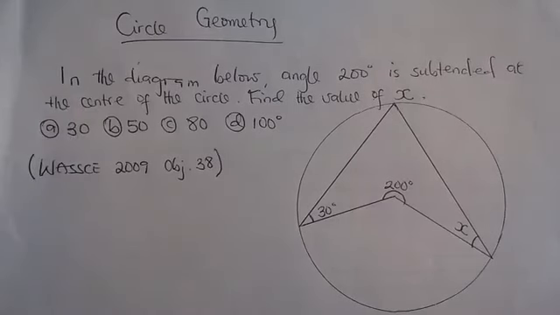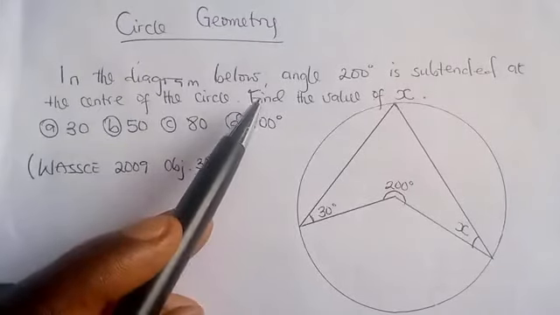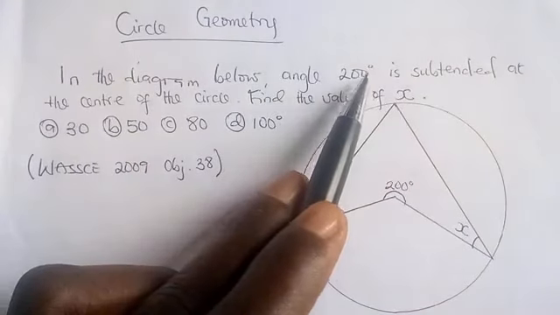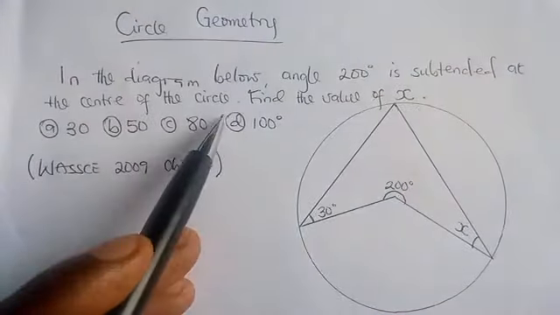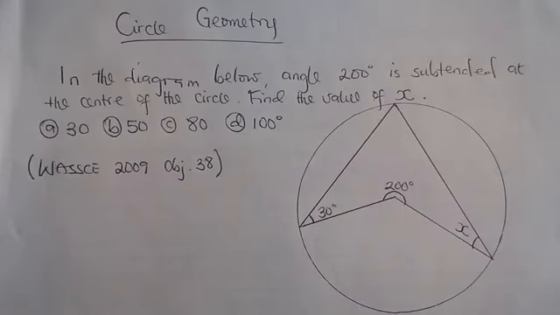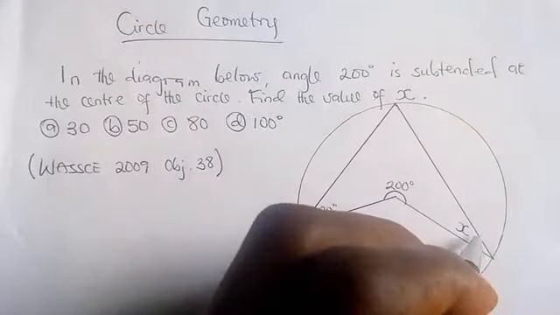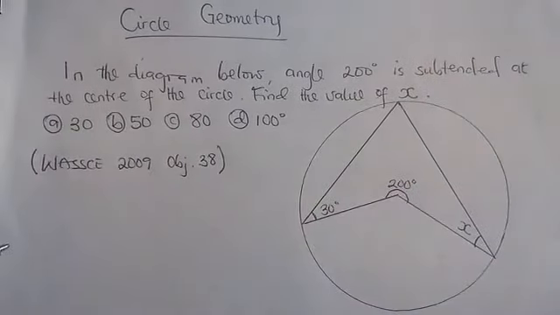Today we are looking at circle geometry. In the diagram below, angle 200 degrees is subtended at the center of the circle. Find the value of x. This is the circle with the inscribed shape here, in this case a triangle. And we are asked to calculate the value of the unknown angle x here.